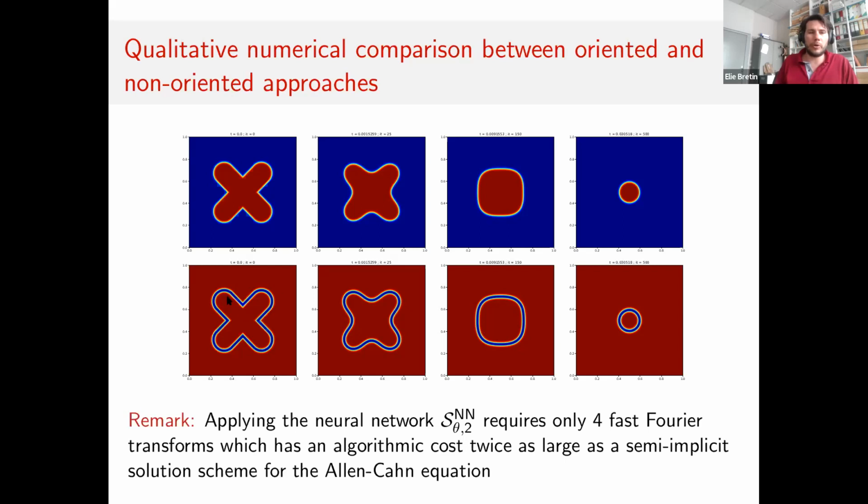We see that we have obtained a numerical scheme which can be exactly the same as for the Allen-Cahn equation, but in the non-orientable case. More precisely, if I look at the algorithmic cost to apply the second neural network, we see that we only need to apply two kernel convolutions, which can be done using 4 fast Fourier transforms. And so we can observe that this evolution has a cost twice as large as the semi-implicit scheme for the Allen-Cahn equation. So the scheme has, in a certain sense, the same simplicity.